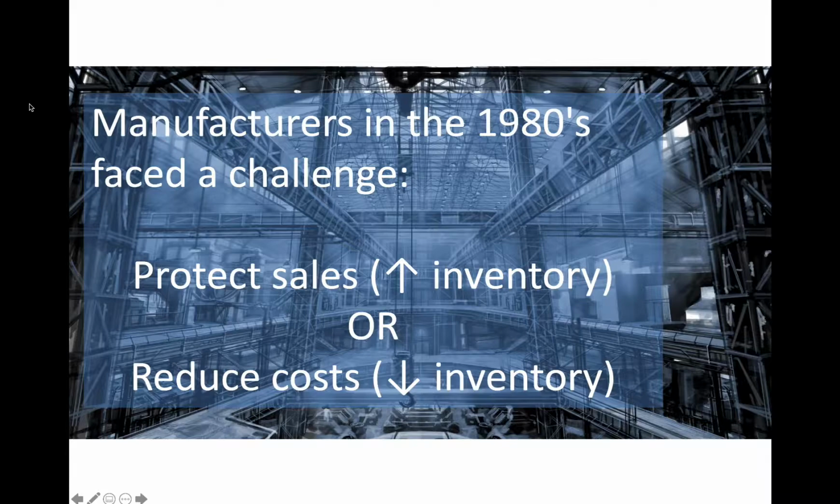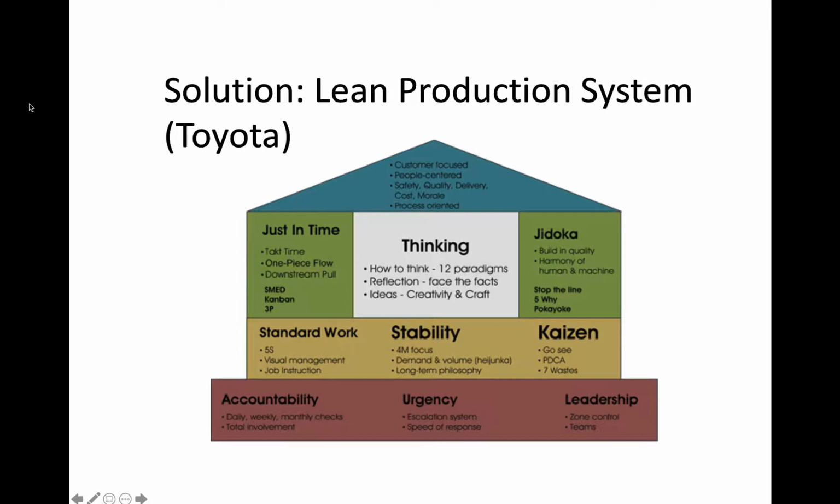Out of this dilemma and this challenge came a solution in the form of the lean production system, which was created by Toyota. And the lean production system absolutely revolutionized manufacturing. Things like just-in-time manufacturing and Kaizen, this idea of continuous improvement, made manufacturers more efficient and more profitable. And you would be hard-pressed to find a major manufacturer anywhere in the world today that's not following some practices that are part of the lean production system.